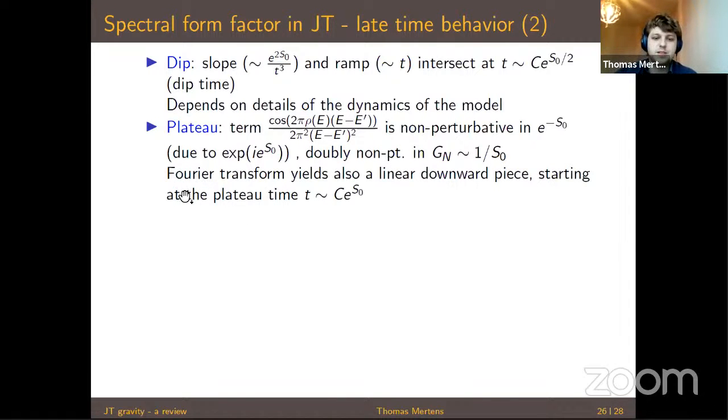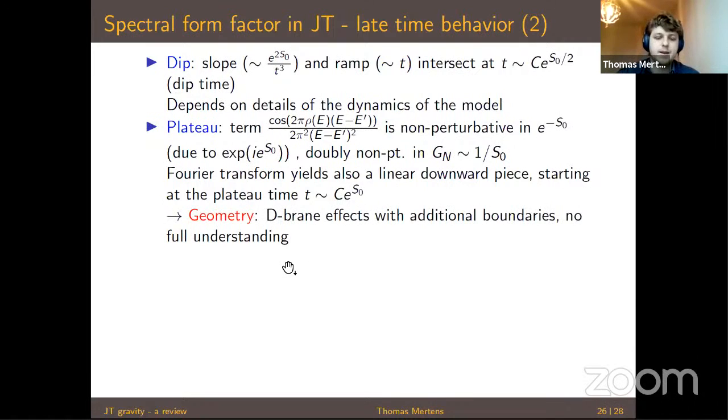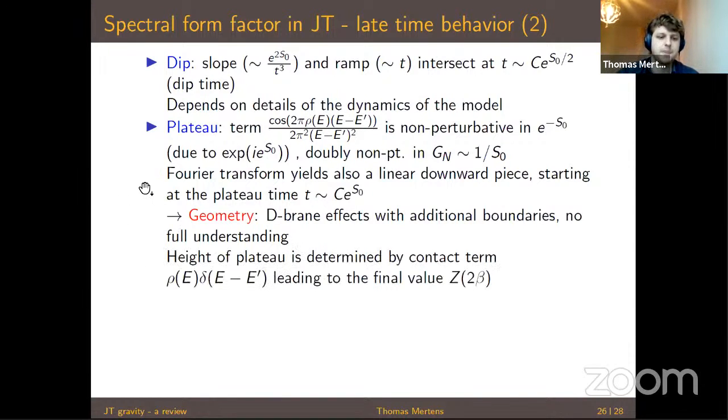Now, if you Fourier transform this, you get a linear downward piece, which precisely cancels the linear upward piece that the ramp gave you, and it causes a leveling off of the curve, starting at the plateau time, which would be this time. And there's a geometrical interpretation for this in terms of D-brane effects with additional boundaries in the gravitational bulk. But I think it's fair to say that there's no full picture yet on how this non-perturbative stuff works.